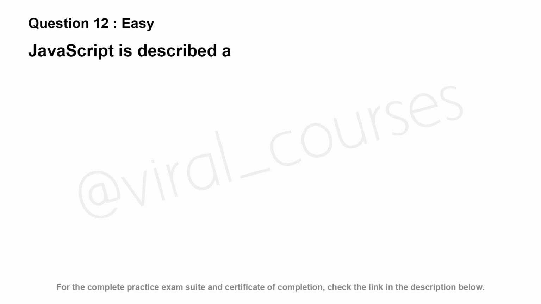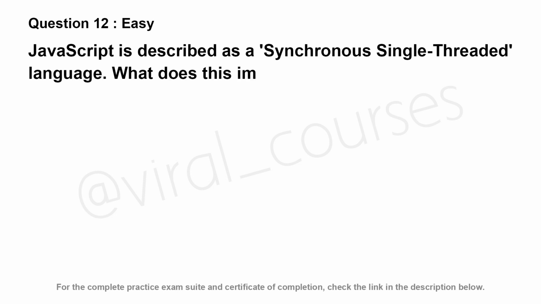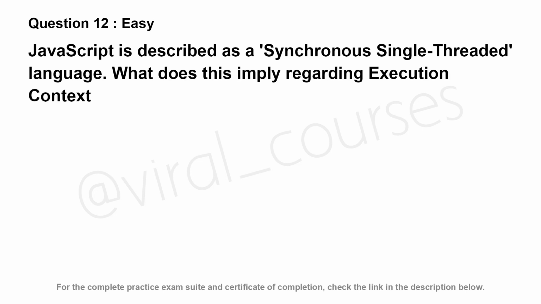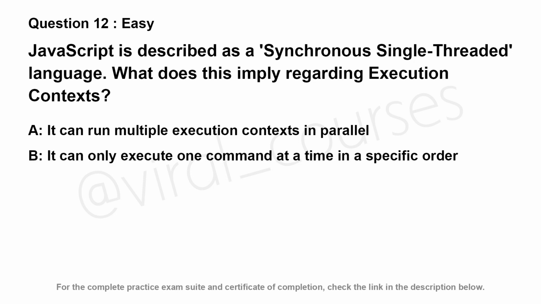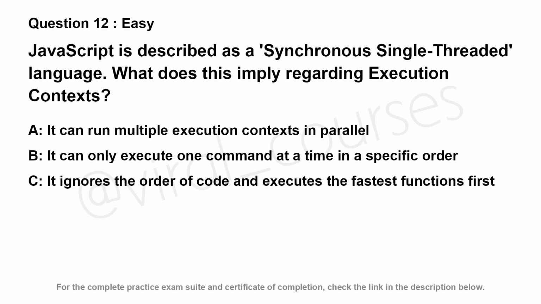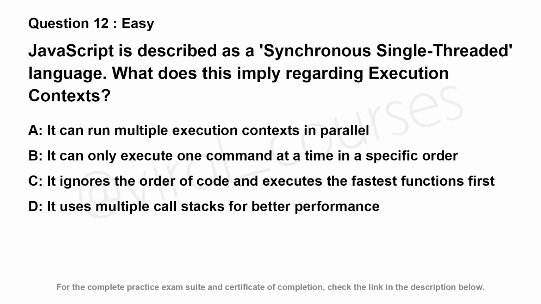JavaScript is described as a synchronous single-threaded language. What does this imply regarding execution contexts? Option A. It can run multiple execution contexts in parallel. Option B. It can only execute one command at a time in a specific order. Option C. It ignores the order of code and executes the fastest functions first. Option D. It uses multiple call stacks for better performance.